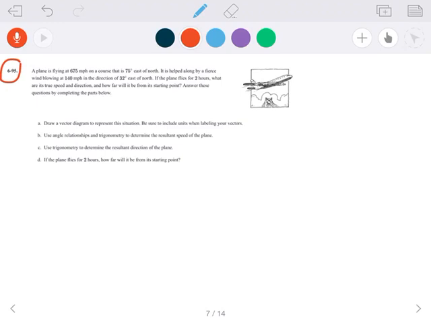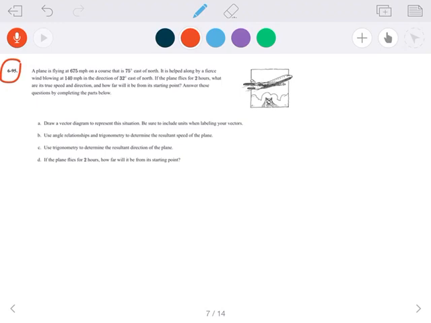A plane is flying at 675 miles per hour in a course that's 75 degrees east of north. It is helped along by a fierce wind blowing at 140 miles per hour in the direction of 32 degrees east of north. If the plane flies for 2 hours, what are its true speed and direction, and how far will it be from its starting point? So we know the wind is going to knock the plane off course a little bit. The question is, how far off course is it going to set it?